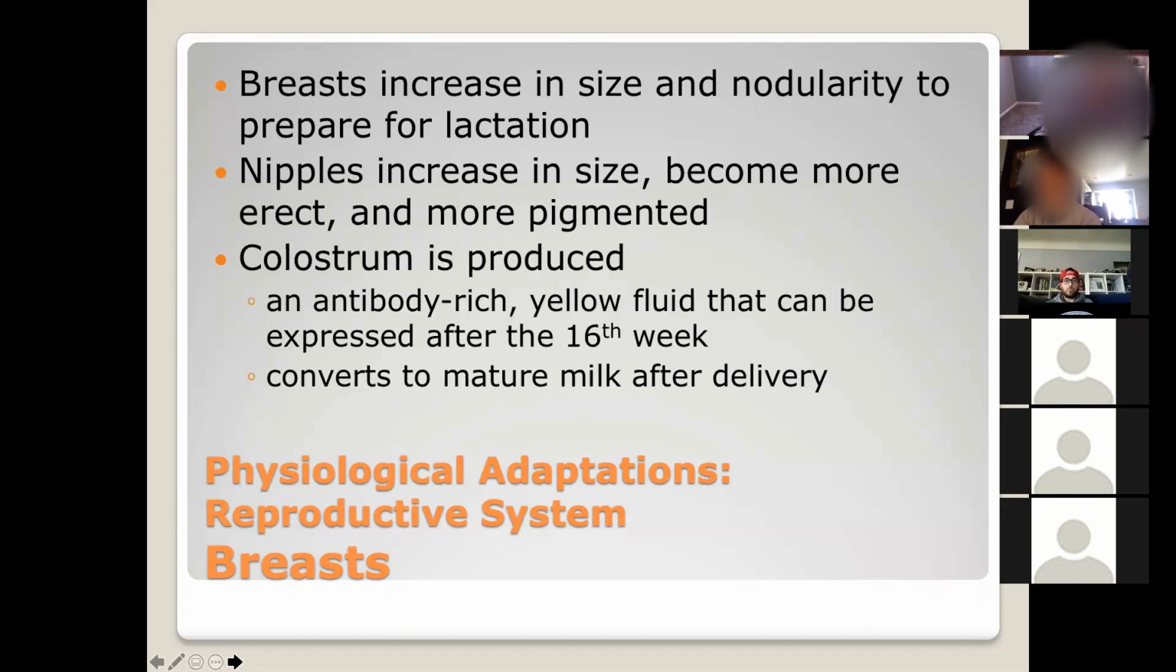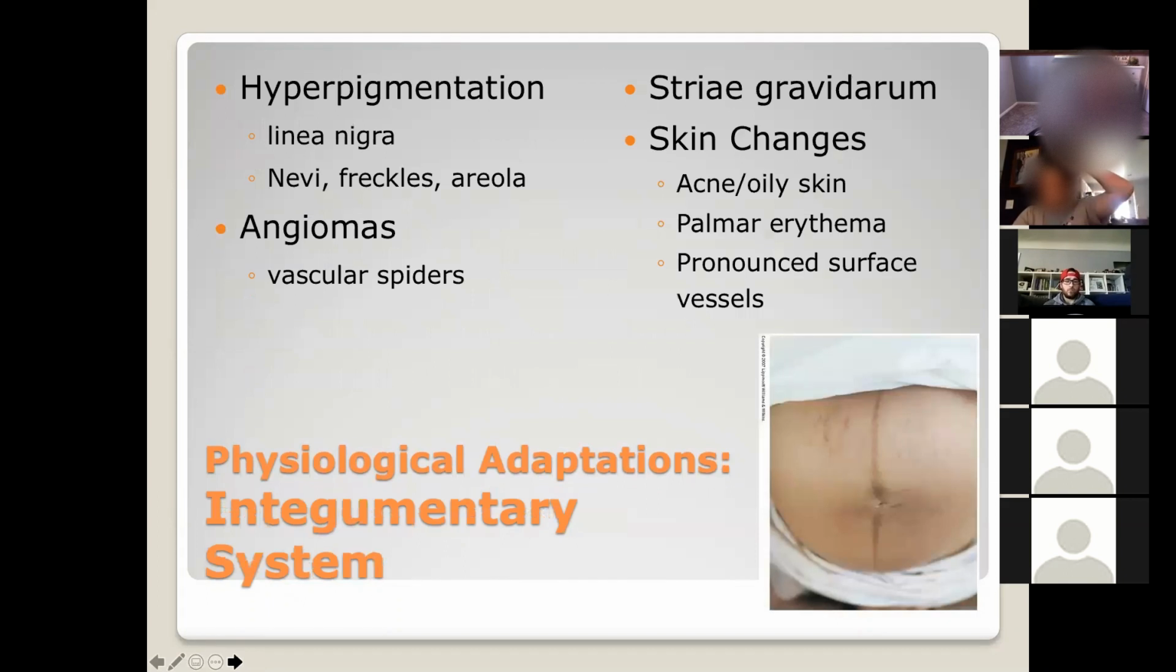Okay, so some breast changes happen, the colostrum, that initial milk production, starts to occur. Some skin changes, integumentary system changes, so hyperpigmentation of the skin. Anybody who's seen a pregnant belly, a lot of times you'll see this darker line going down the center of the abdomen called the linea nigra. Usually it will fade after the pregnancy. But again, just this hyperpigmentation, more vascular changes, that type of thing. Striae gravidarum, which is the stretch marks that women just love.